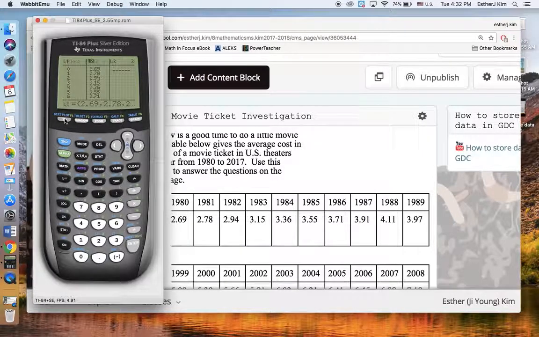Sorry, excuse me, it's second, Y equals, as in stat plot. By default setting, all of your plots are off, but we want to make sure that it's on. So the first one is highlighted as plot 1. We're going to enter, and we're going to make sure it's on instead of off.